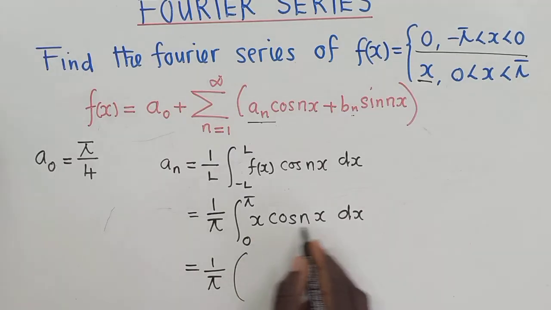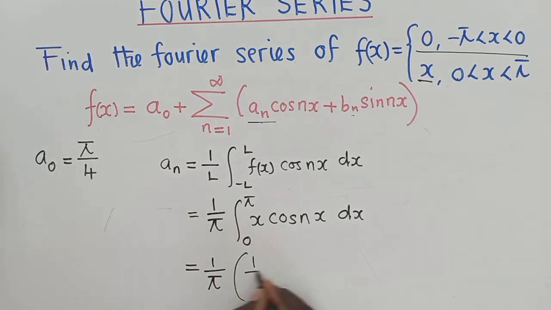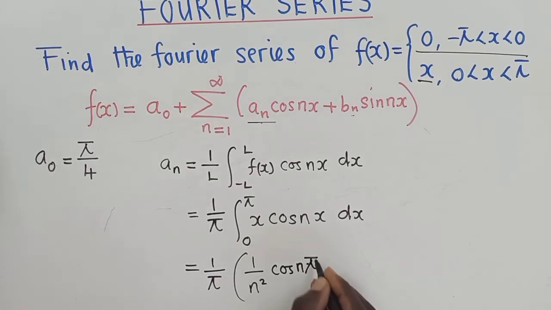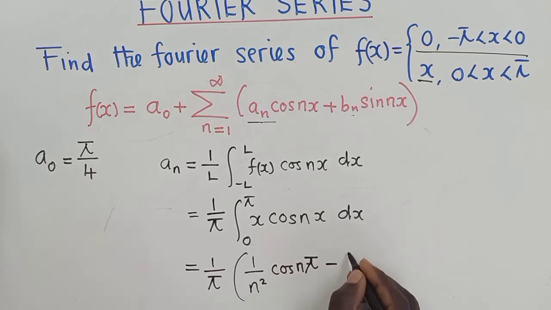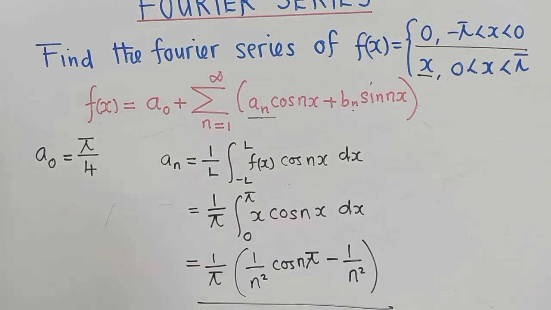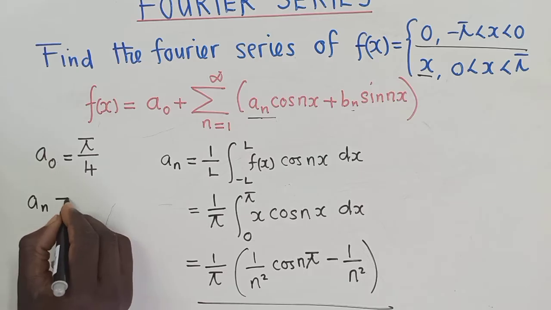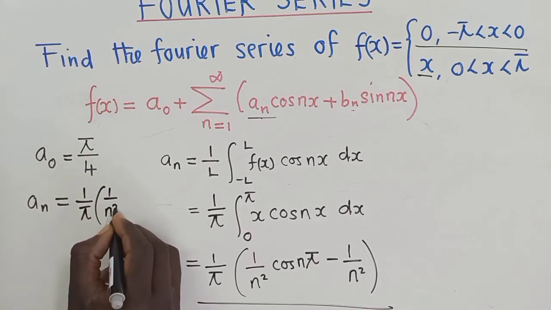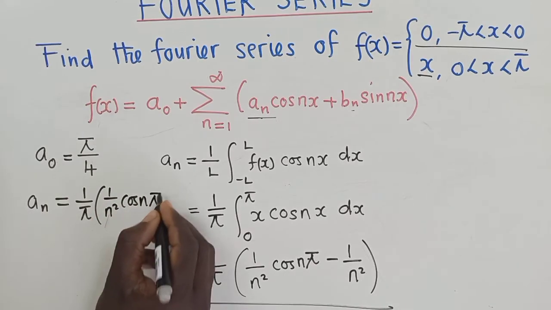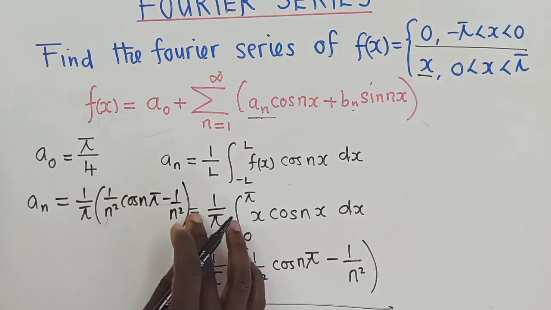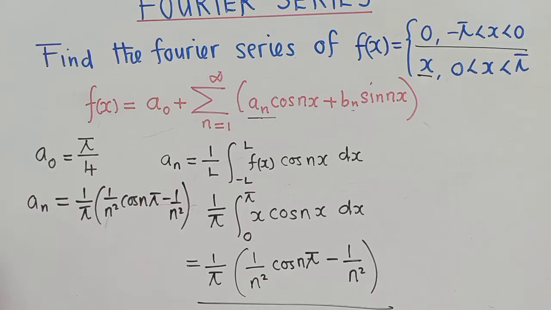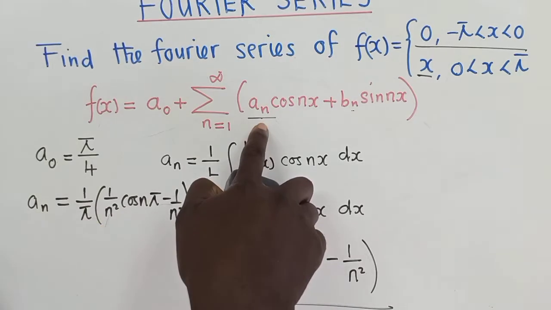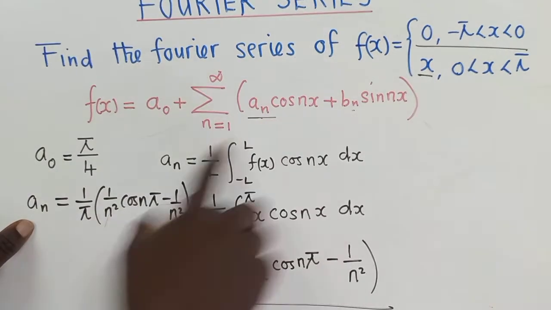And when you integrate using the by parts method, you end up with 1 over n squared cos n pi, this is what you will get, minus 1 over n squared. So this is our a subscript n to be 1 over pi times 1 over n squared cos n pi minus 1 over n squared. Okay, so that's our solution. What we're supposed to put here is this one.